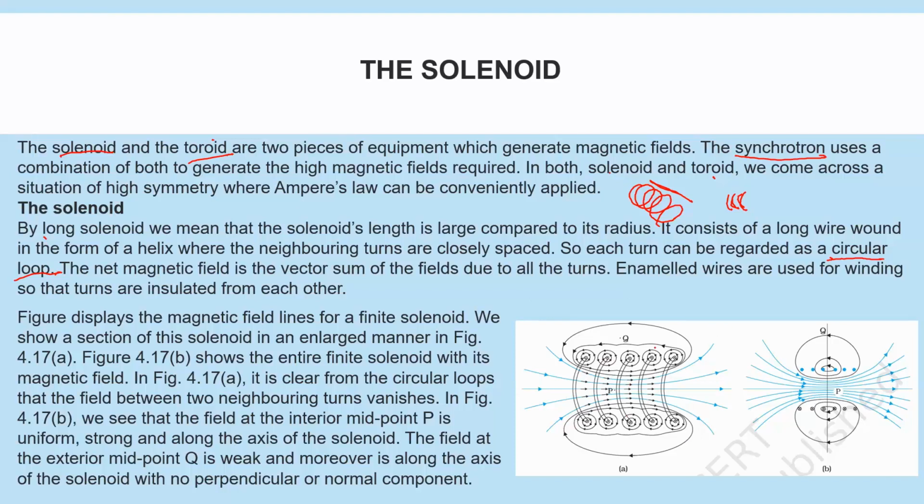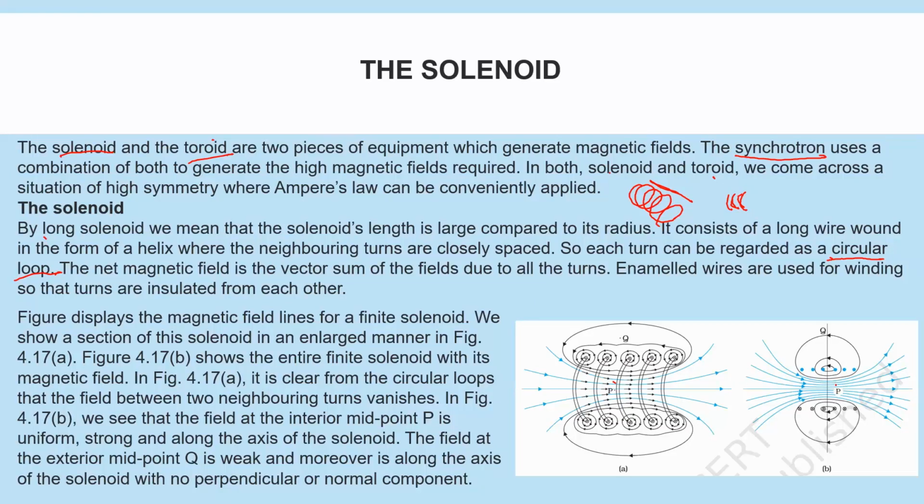And over here you can see that the circular loops are the ones we are considering, and the field between two neighboring turns vanishes. In the B figure, it is shown that the field at the interior midpoint P is uniform and strong and along the axis of the solenoid. Over here you can see that the magnetic field lines are directed along the axis of the solenoid.